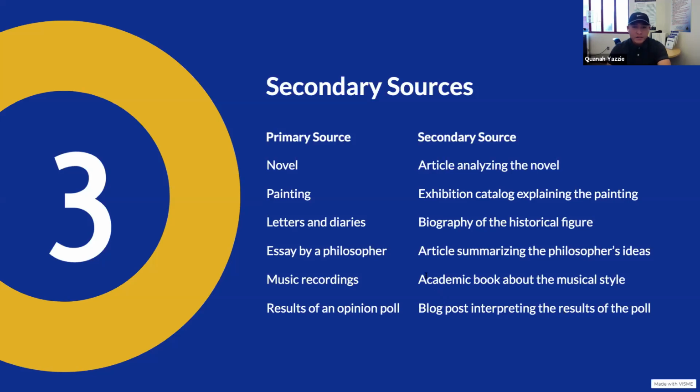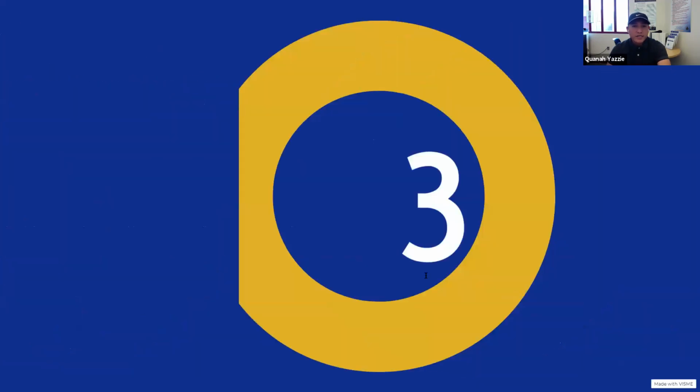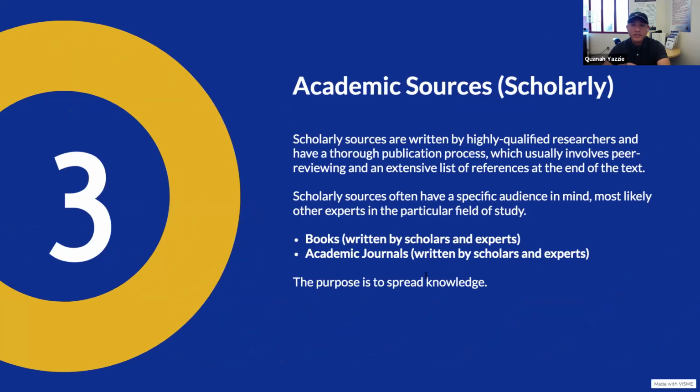All right, the next one is, I believe, academic sources. This is also known as scholarly sources. Scholarly sources are written by researchers and have a thorough publication process, which usually involves peer reviewing. They also have a list of references at the end of the text.